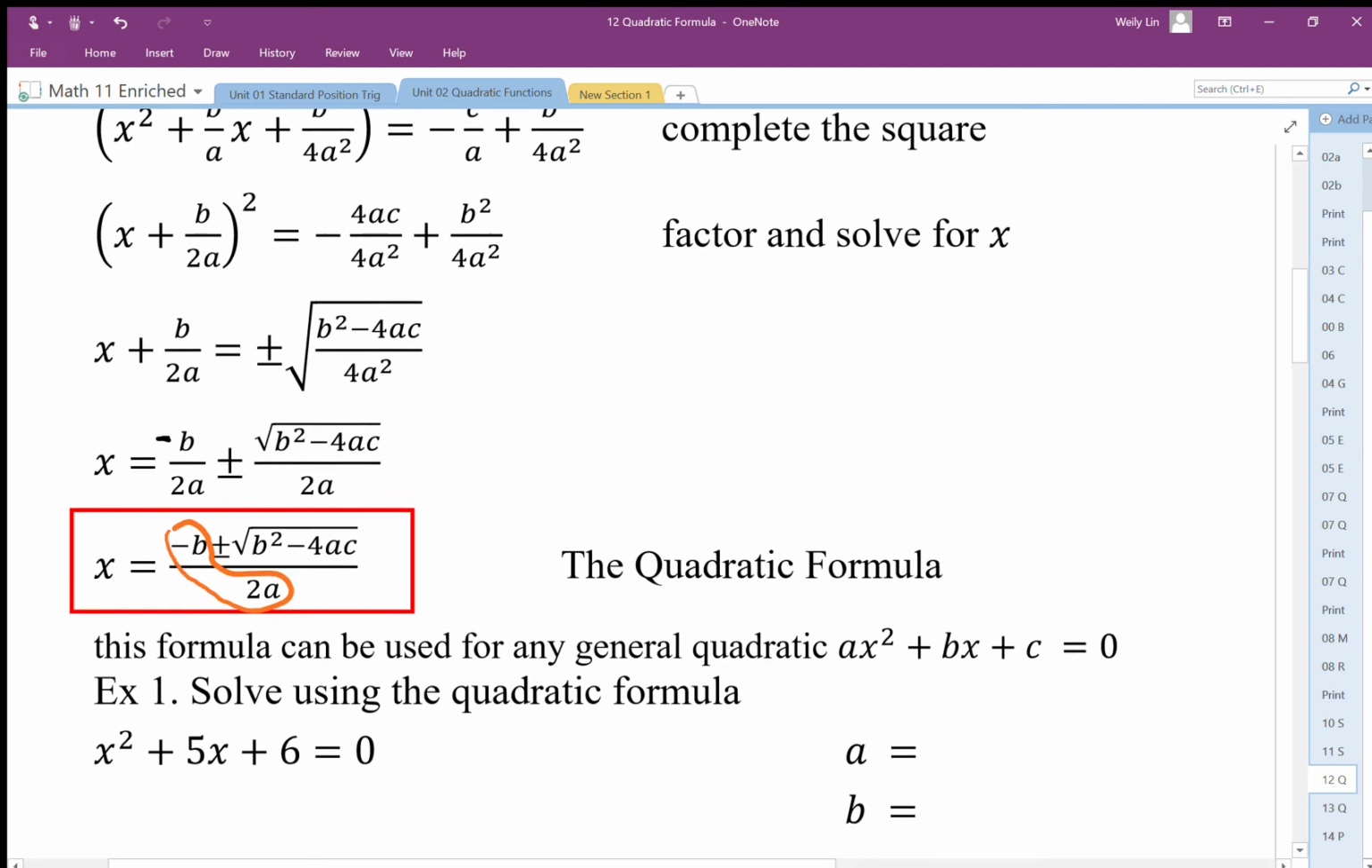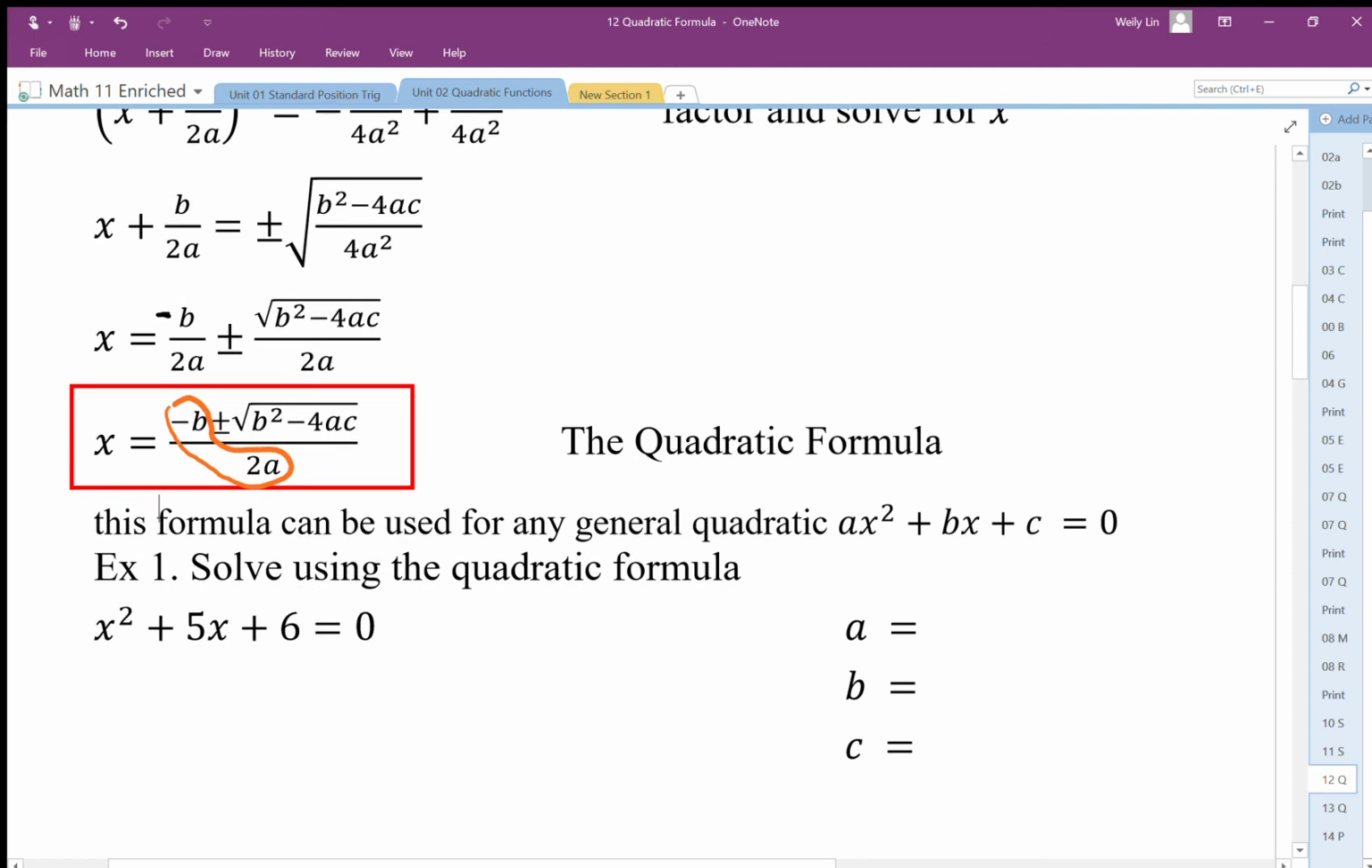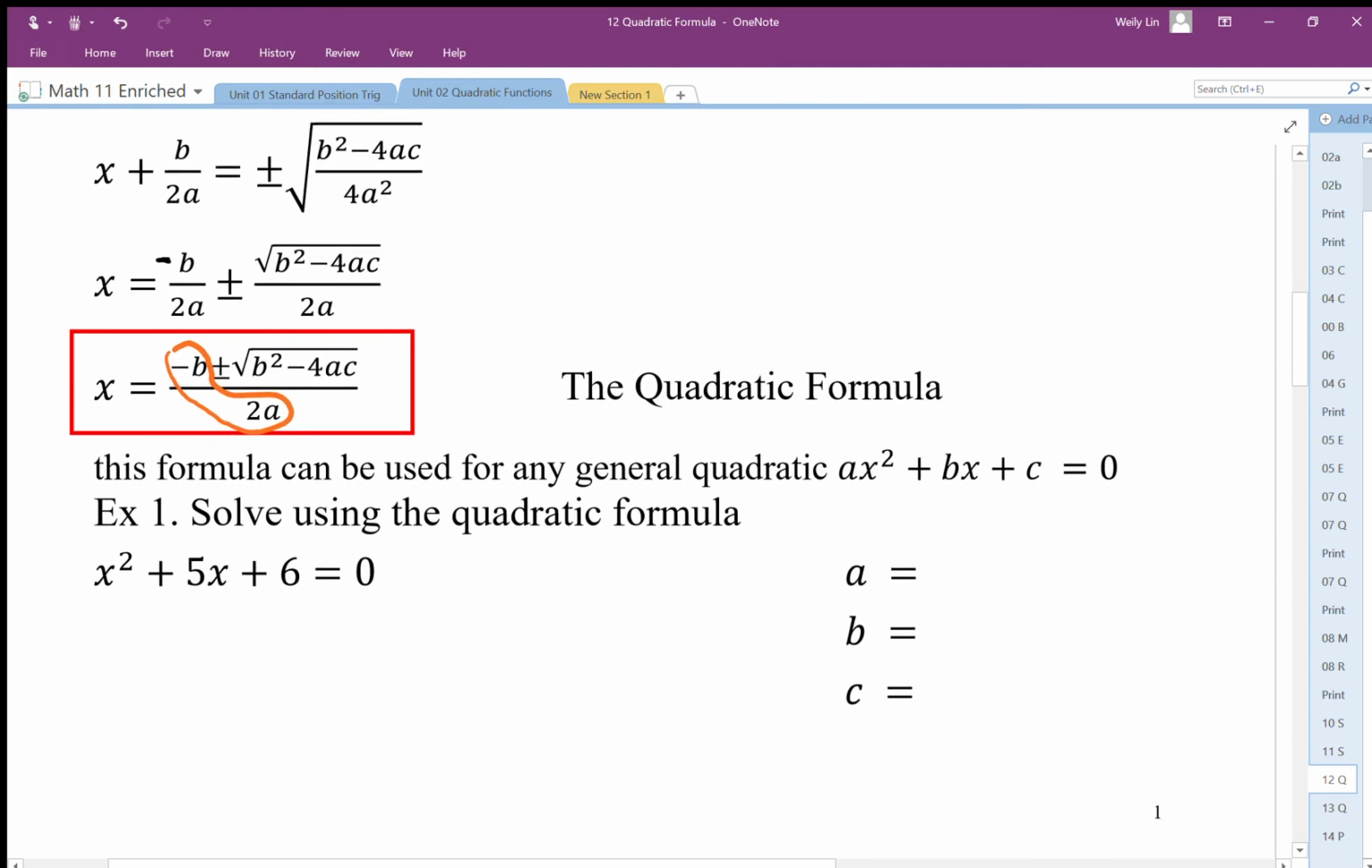So basically, this quadratic formula can be used to solve any general equation that's in the form ax squared plus bx plus c. So all we have to do then, to solve any quadratic equation equal to 0, is identify the a. So in this case, a is going to be 1. We identify the b value. b is 5. c is 6. Okay, and then we plug it in.